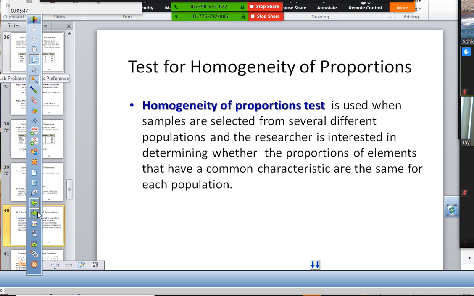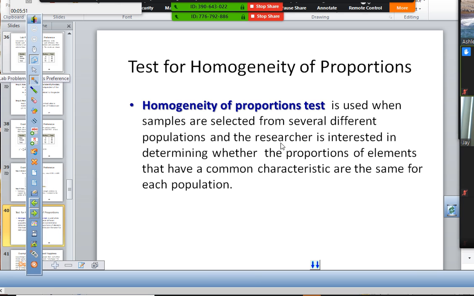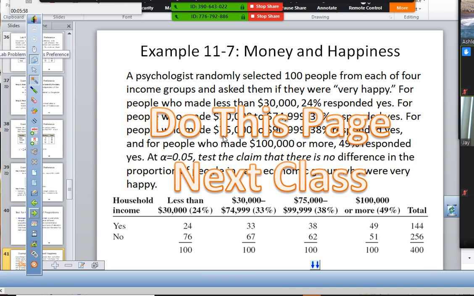All right, so homogeneity of proportions is similar, right? It's when you're comparing proportions to see if the proportions are the same, and we are not going to worry about that today. We're going to do that next class. So skip the next page. Flip the page, and we're going to go straight on to Notes Chapter 11.3.